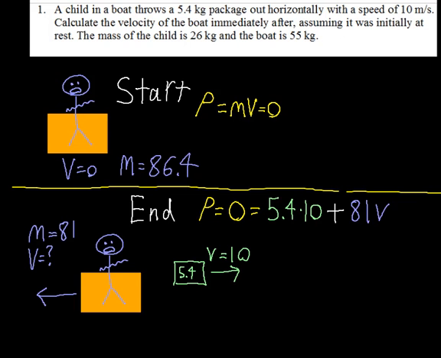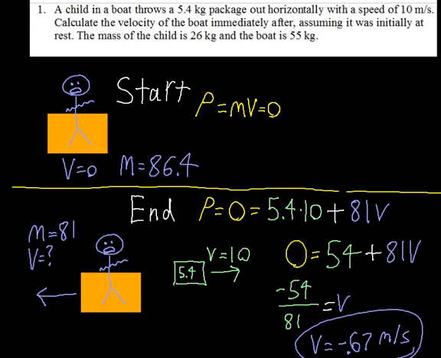So adding up the momentum in both cases, at the top you add up the mv for all the objects. Well, none of them are moving, which means you have a total momentum of 0. So at the end of the problem, you also must have a total momentum of 0 when you add up the mv for every object. So if we add up the mv for this object, we get 5.4 times 10, and for that object, it's 81 times the unknown velocity. Since we don't know what it is, we just write it as a v.